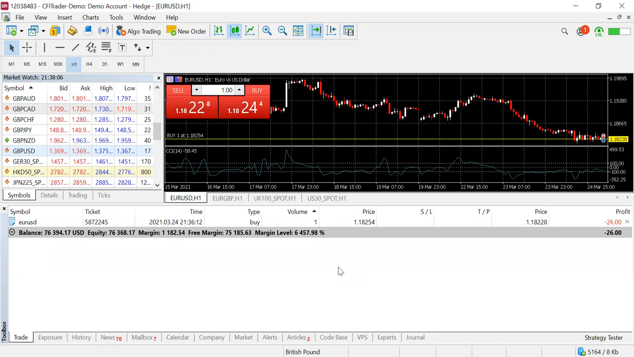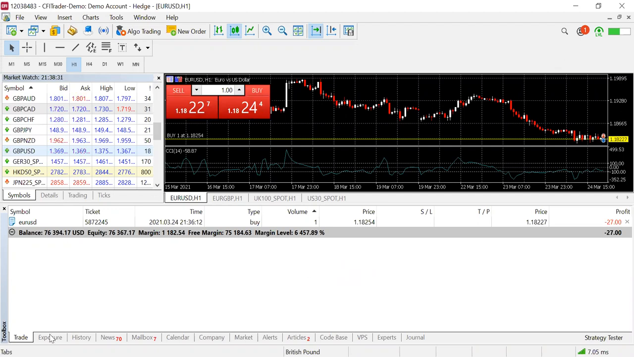This is basically a way that the platform MT5 has to protect you. But just bear that in mind: when you see your margin level below 100%, that means you're in a margin call and you will have to adjust it. Either you deposit more money, or you close one of your positions, okay? So just bear that in mind, because otherwise you won't be able to open any more trades.